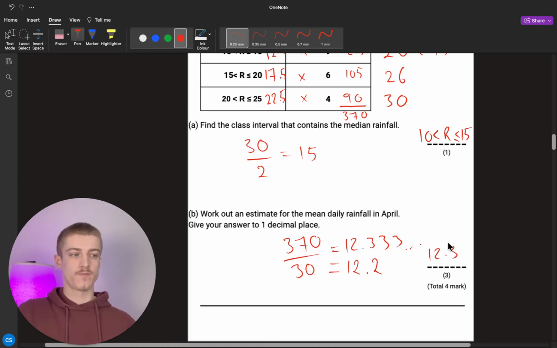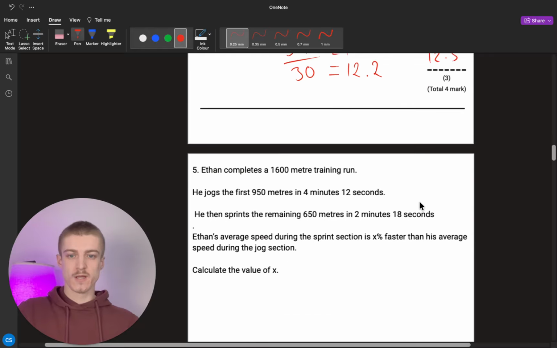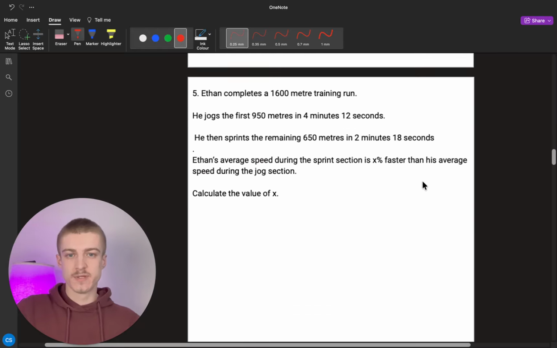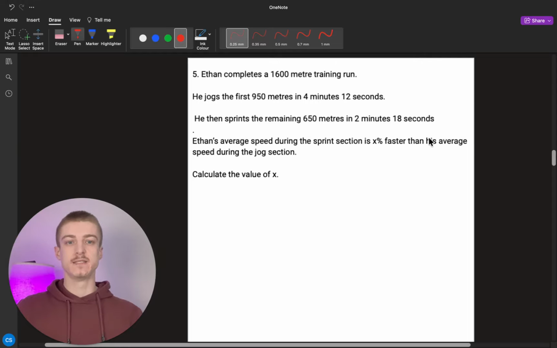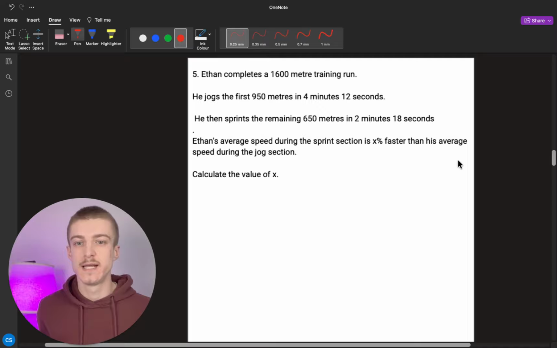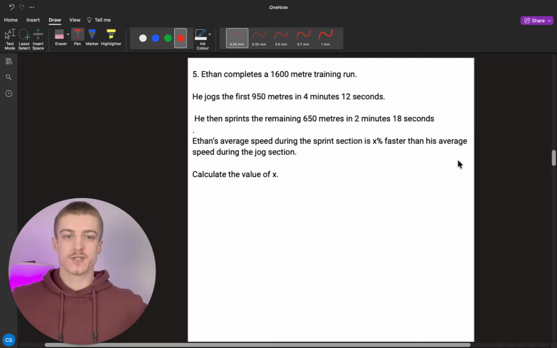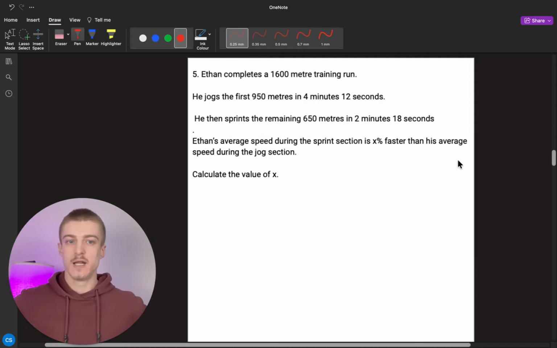12.3. Cool. Question 5. Ethan completes a 1,600 meter training run. He jogs the first 950 meters in 4 minutes and 12 seconds. He then sprints the remaining 650 meters in 2 minutes and 18 seconds. Ethan's average speed during the sprint section is X% faster than his average speed during the jog section. Calculate the value of X.